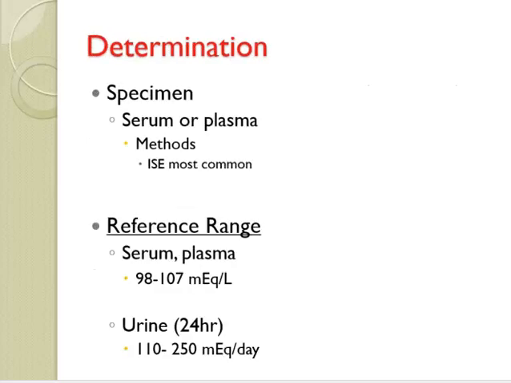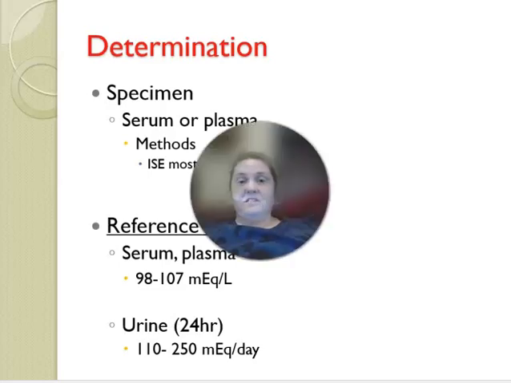Determination for chloride: for the specimen, we can use serum or plasma. The methodology is ISE, which is the most common methodology used. Our reference range for serum and plasma is 98 to 107 milliequivalents per liter. For urine, and this is a 24-hour urine, it's 110 to 150 milliequivalents per day. This is going to conclude part 1 of our electrolytes lecture. I will see you over in part 2.